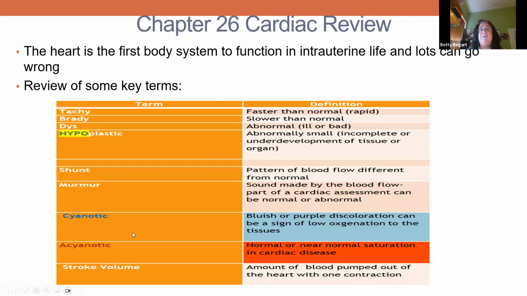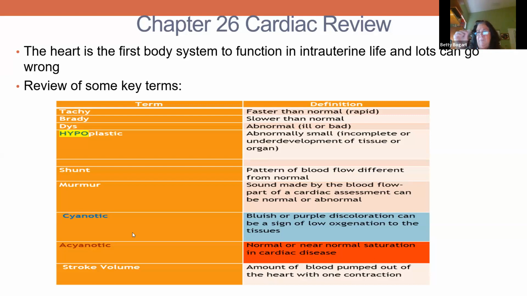Now, most of the things that happen with hearts is because they are born with it, congenital. The heart is the first body system to function. So we can hear a heartbeat, what, at 6 weeks?